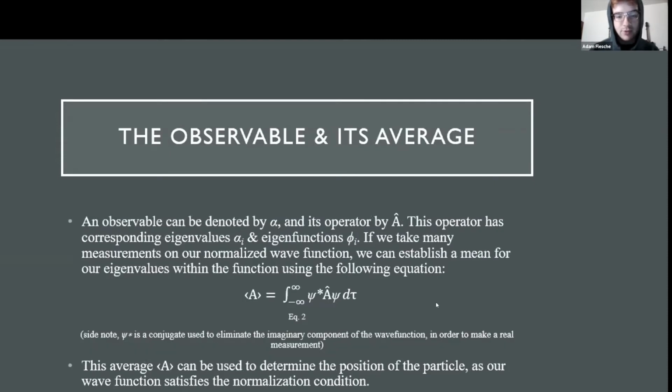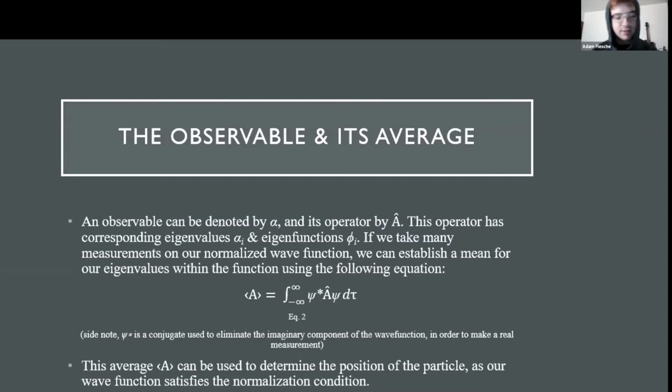And so if we have an observable A, or an observable alpha, we can attach its operator by a caret. It has eigenvalues a_i and eigenfunctions associated with it. If we take a lot of measurements on our wave function, we can establish a mean for our eigenvalues using equation 2 here. Basically, this will give us the average value for A, and this can actually be used to determine the position of the particle, just as long as our function satisfies the normalization condition.